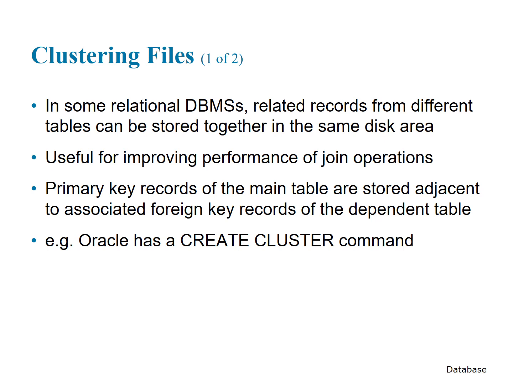A file designer can improve the performance of tables that are frequently used together in the same queries and reports. So clustering and join indexes are both done for the purpose of optimizing join queries. In some relational database management systems, related records from different tables can be stored together in the same disk area, useful for improving performance of join operations. Primary key records of the main table are stored adjacent to associated foreign key records of the dependent table. For example, Oracle has a create cluster command.